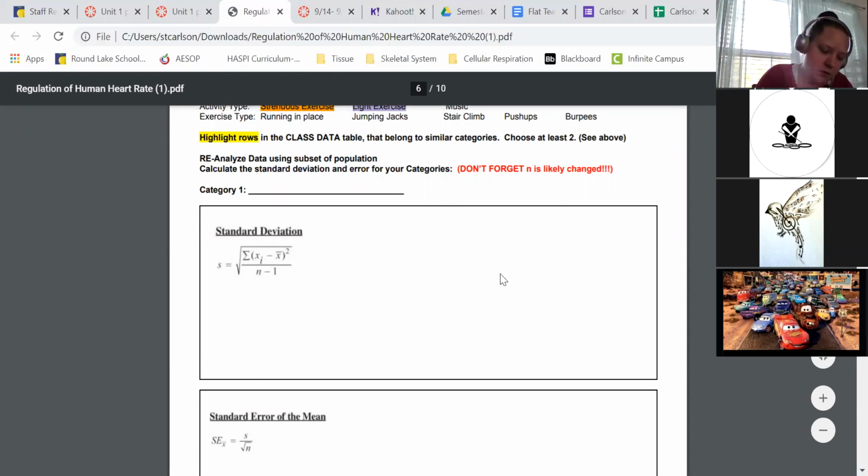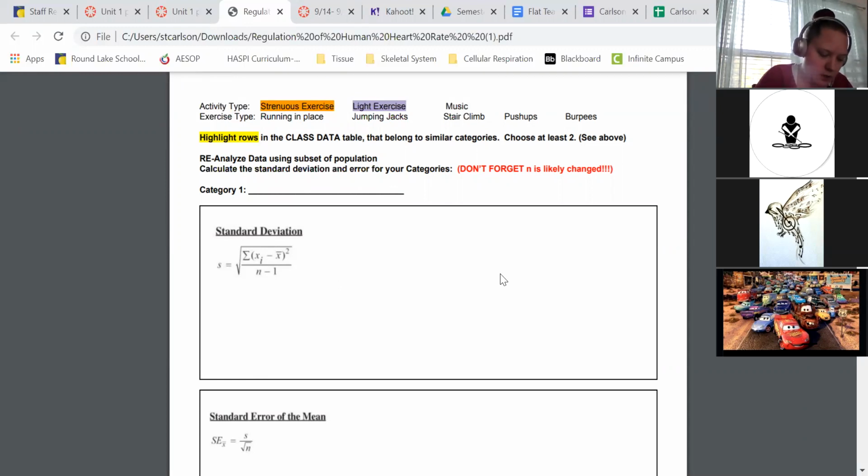Okay, so let's do standard deviation, and might as well do error since nobody seemed to have questions or anything like that. Let's go. And we should see a difference in our standard deviation, but we shall see.